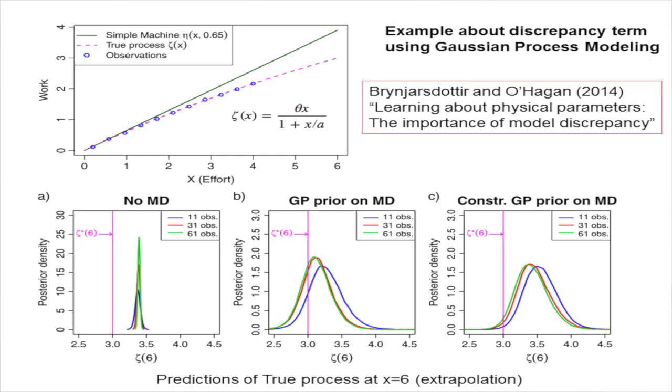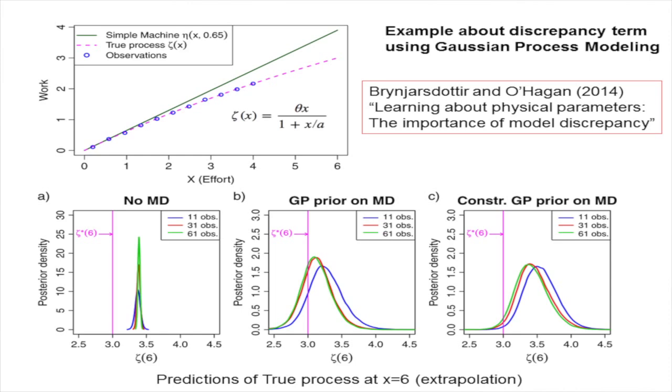So here are predictions for an extrapolation of the amount of work that would result with an effort of 6. So we know we have data up to effort 4. And if we don't use the model discrepancy, the Bayesian calibration for the parameter theta is off, predicting something close to 3.5, which is up here, where in fact the true answer is 3. So that's without using this model discrepancy term. Using this Gaussian process modeling, we can basically enlarge the solution space to include the real answer, which is useful.